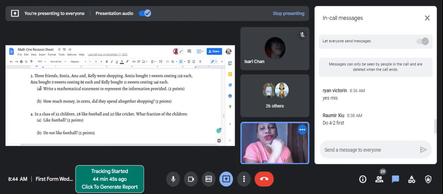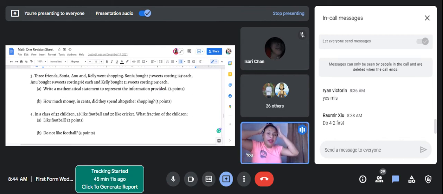Number 3 says: three friends, Sonia, Anu, and Kelly went shopping. Sonia bought 7 sweets costing 12 cents each. Anu bought 9 sweets costing 8 cents each. And Kelly bought 11 sweets costing 14 cents each. Write a mathematical statement to represent this information.